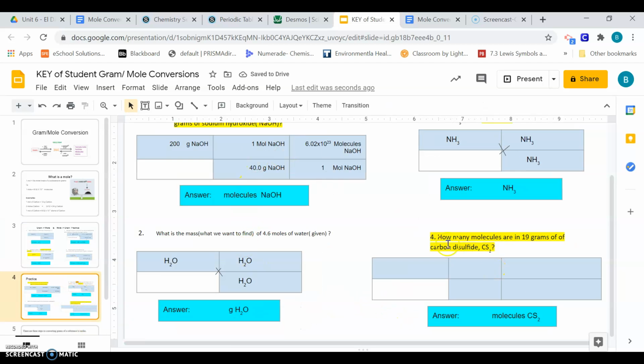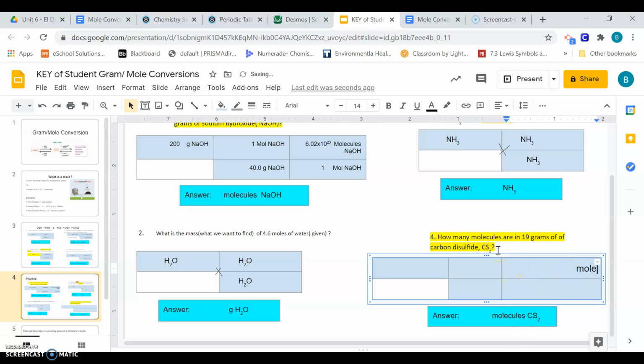On our second slide, there's a little bit harder ones that involve going to molecules. So for number 4 here, these just have an extra step. So we want to know how many molecules are in 19 grams of carbon disulfide. So we're trying to find molecules of CS2 is what we're trying to find. We're starting with our given, which is 19 grams of CS2. That's our given. So in order to cancel the grams here on top, we need to put grams on bottom.